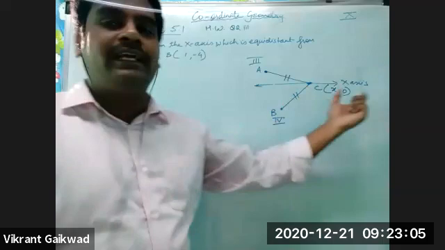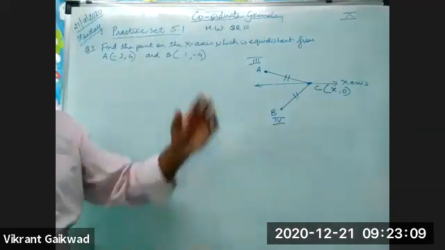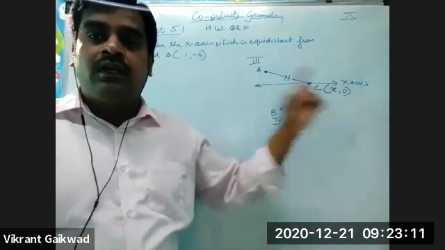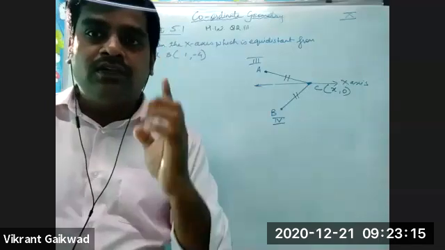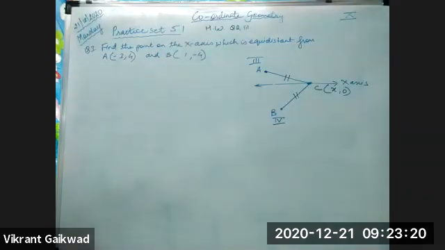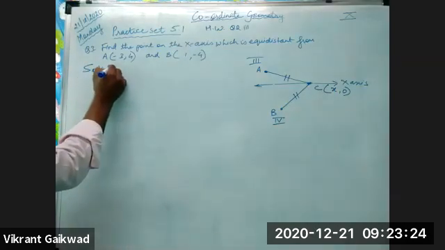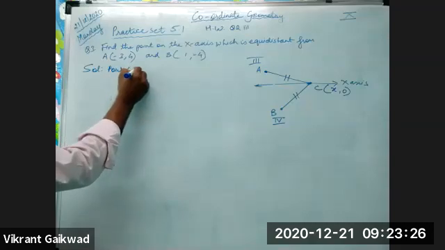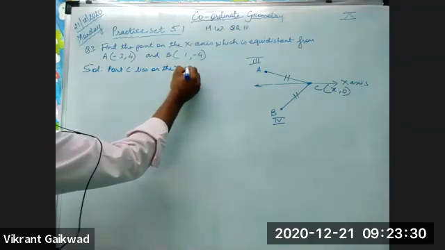From where did I get this x comma 0? Because the point lies on the x-axis. So when the point lies on the x-axis, your y comes 0. Remember this. Let's start with our solution. See, point C lies on the x-axis.